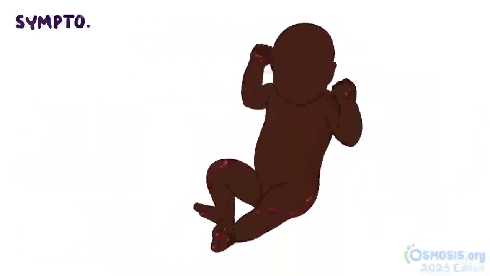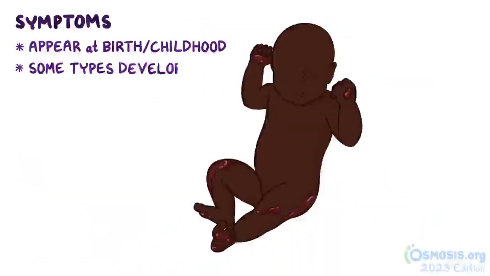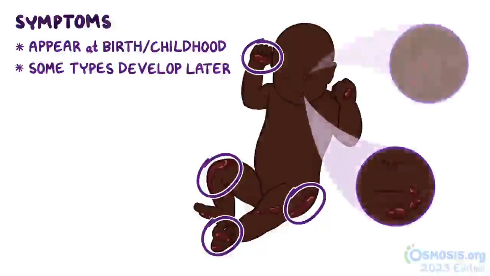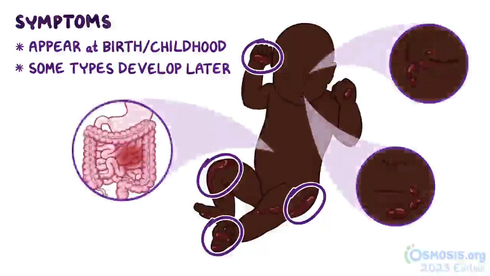Now, with most types of epidermolysis bullosa, symptoms typically appear at birth or in early childhood, although some types can develop later in life. Most lesions appear in areas of friction, such as the hands, feet, knees, and buttocks. They can also affect other parts of the body and even the tissues lining the mouth, eyes, and other mucous membranes, like the gastrointestinal tract.